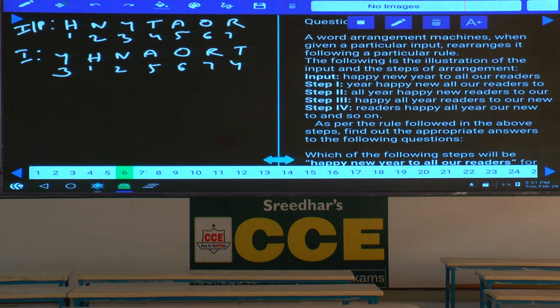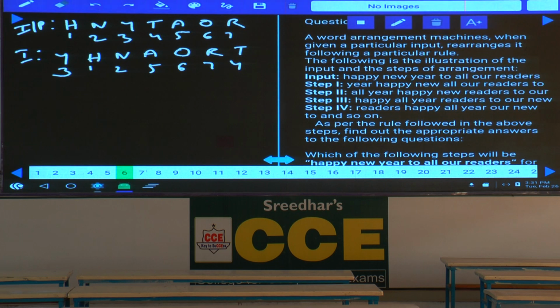Then again if you observe here, from input to step 1, the third word is coming to the first place. But from step 1 to step 2, the third word is not coming to the first place. That means this 3, 1, 2, 5, 6, 7, 4 is not repeating in the next one. That means there is one more order. Then what is the order from step 1 to step 2?